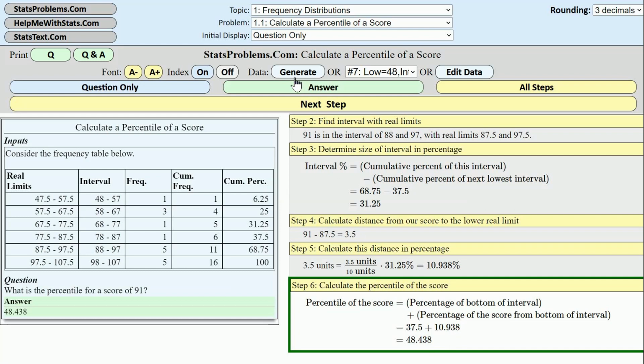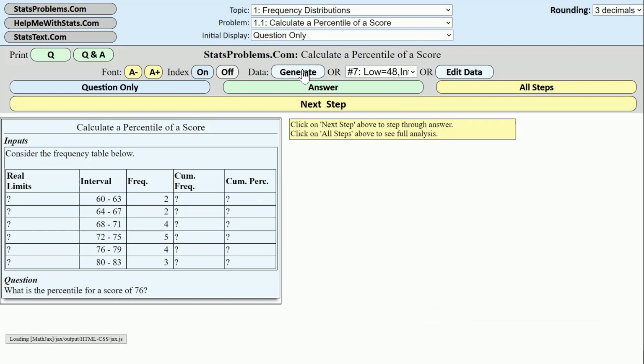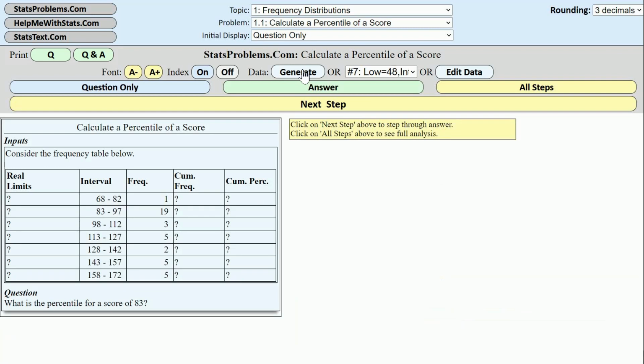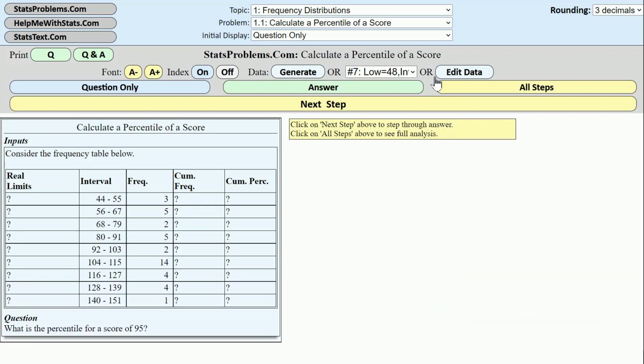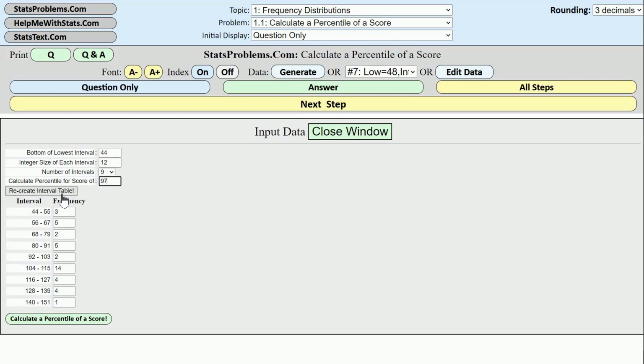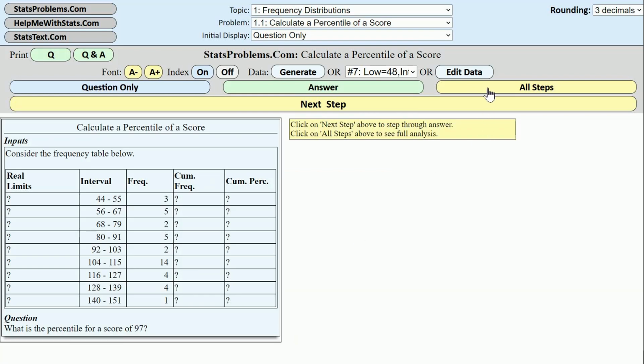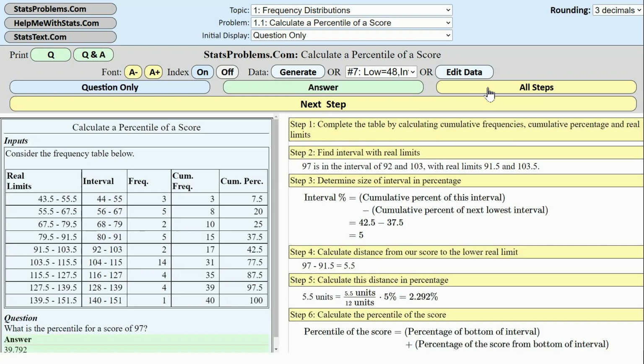In addition to the 25 example problems, we can work step by step through an unlimited number of new problems using the Generate button. The Edit Data button can help us create problems with customized input. Instructors can use this function to create problems with complete solutions to use on exams, in class, or for homework.